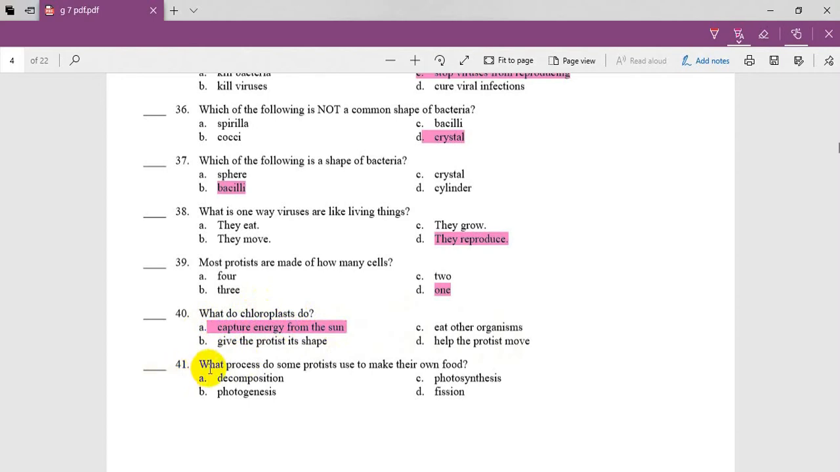Question 41. What process do some protists use to make their own food? This question we also said in 40. The process name is photosynthesis. So the plant uses photosynthesis to make food by using the chloroplast to capture the sunlight.